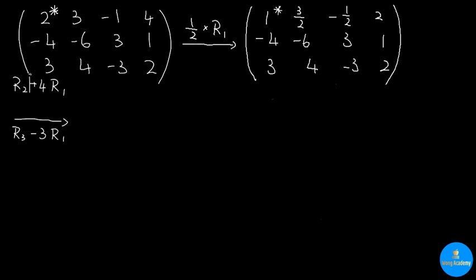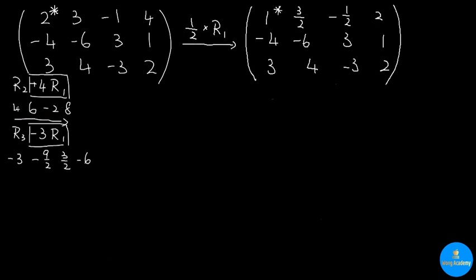The auxiliary row 4 times of R1 is given by 4, 6, -2, and 8 by multiplying 4 to every entry in the R1. Similarly, -3 times every single entry in R1 will give us -3, -9/2, +3/2, and -6.